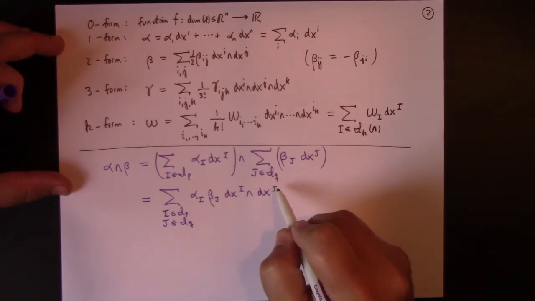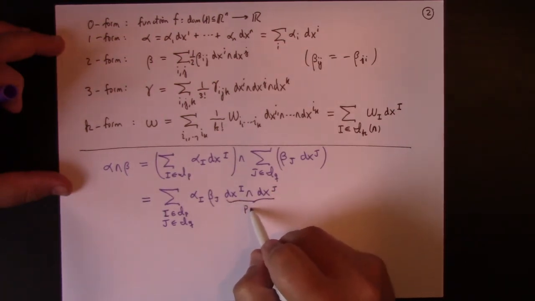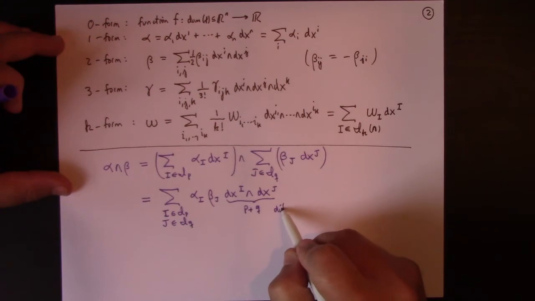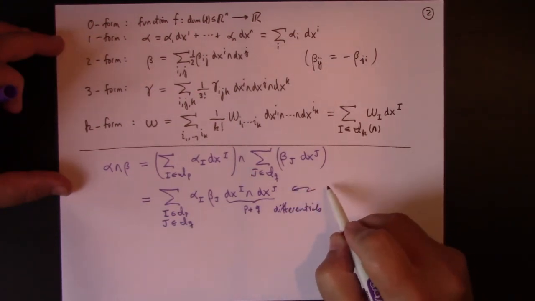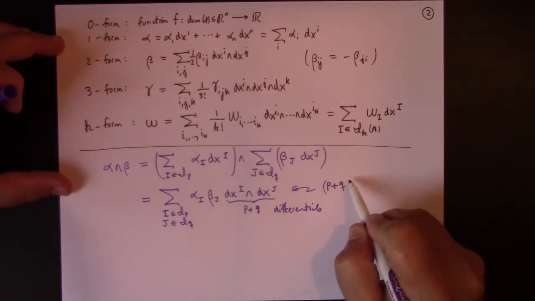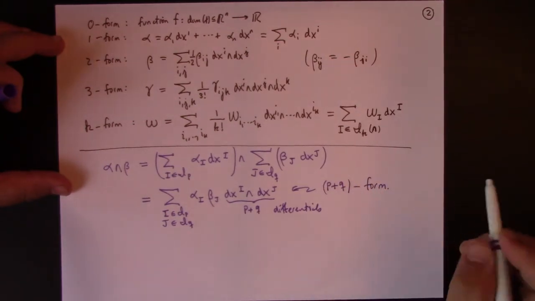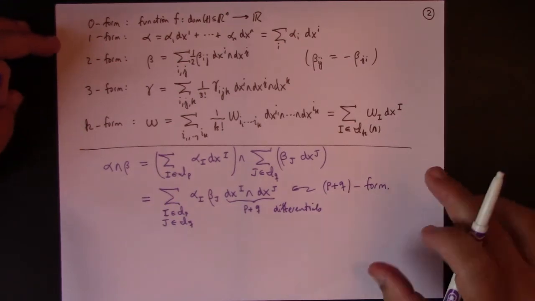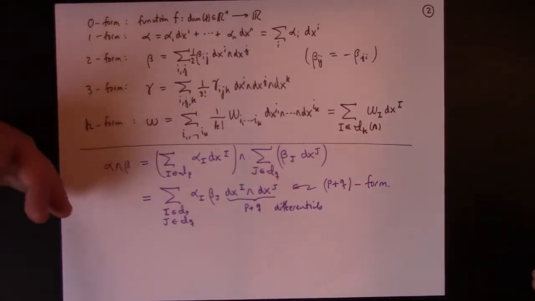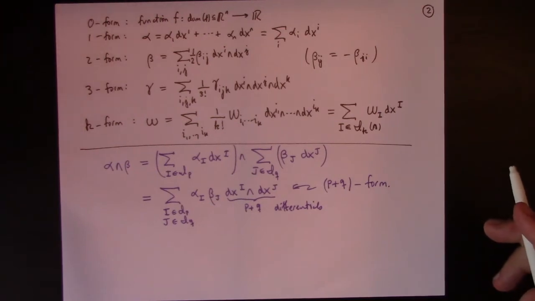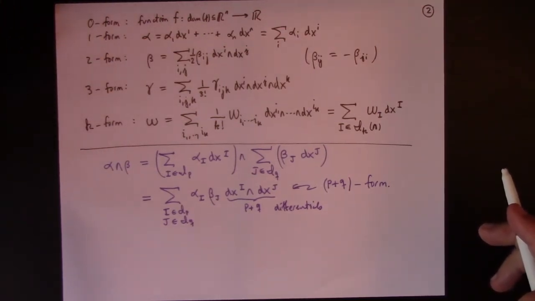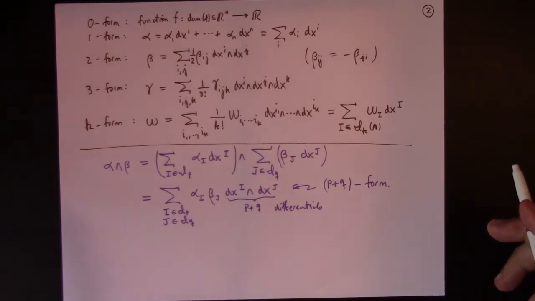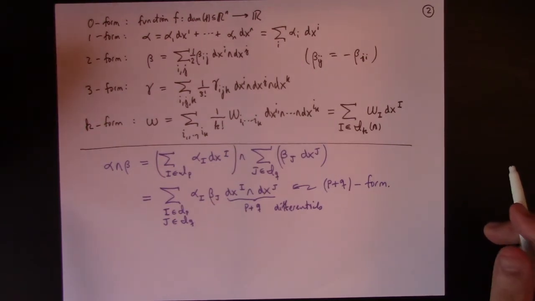Well, how many differentials are there in here? This has p plus q differentials, right? So this is a so-called p plus q form. So, my goodness, if you think about this, if I take a 1 form, wedge it with a 1 form, I get a 2 form. If I take a 1 form, wedge it with a 2 form, I get a 3 form. If I take a 2 form with a 3 form, wedge them, I get a 5 form. You see where this is going? It looks like we have infinitely many forms, right? But there's a catch.